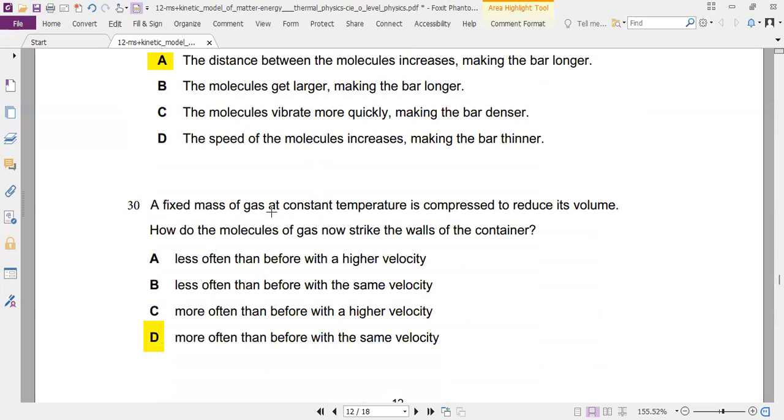30. How do the molecules strike when a gas is compressed at constant temperature? The temperature is not allowed to increase, so the less volume will mean more collisions, but with the same velocity. Same velocity means no change in temperature. More collisions because less volume, less space, same number of molecules. That's why.